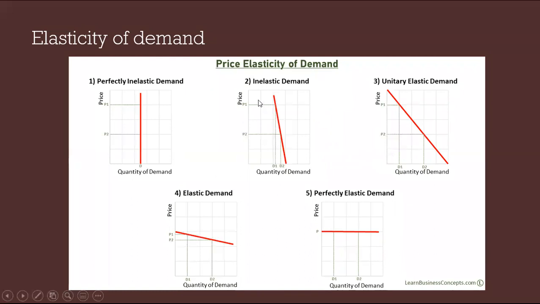We have five models here: perfectly inelastic, inelastic, unitary elastic, elastic, and perfectly elastic demand. When I say that something is inelastic, I mean that its demand is not quite affected by rising or falling price.